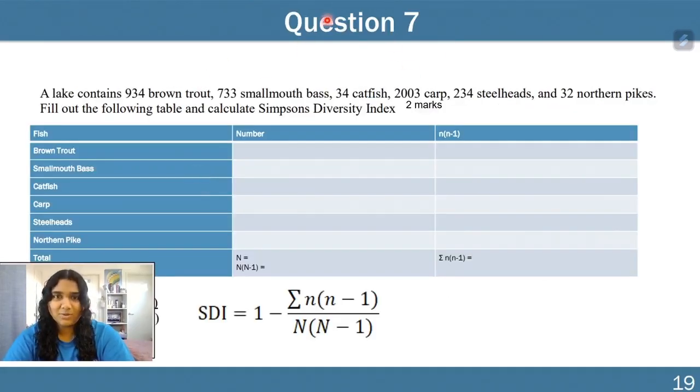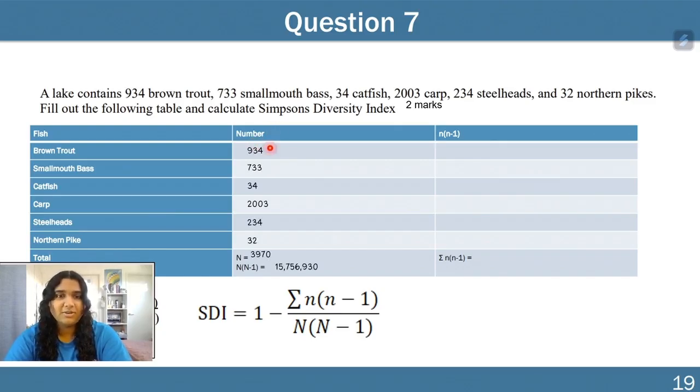Okay, question 7 now. A lake contains 934 brown trout, 733 smallmouth bass, 34 catfish, 2003 carp, 234 steelheads, and 32 northern pikes. Fill out the following table and calculate the SDI, or Simpson's Diversity Index. This is a 2-mark question. So, pause the recording and I will go through the answer now.